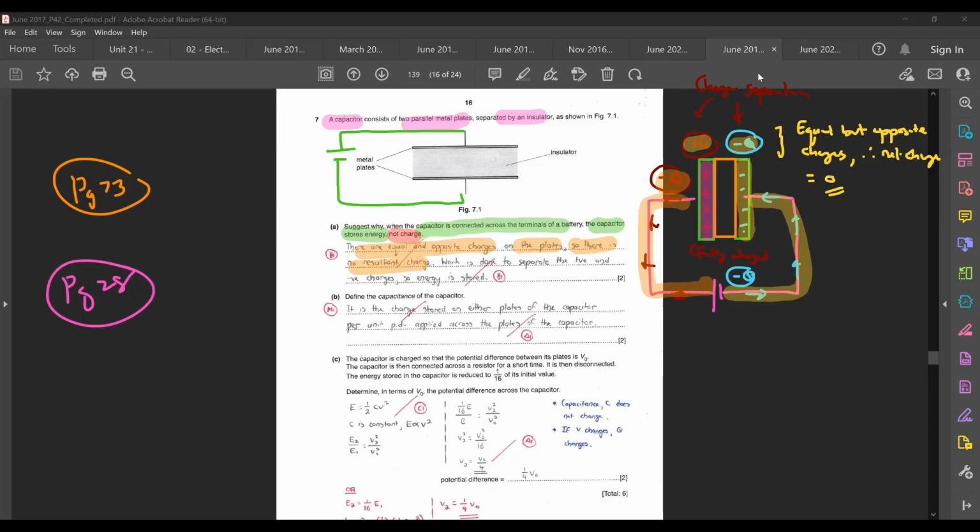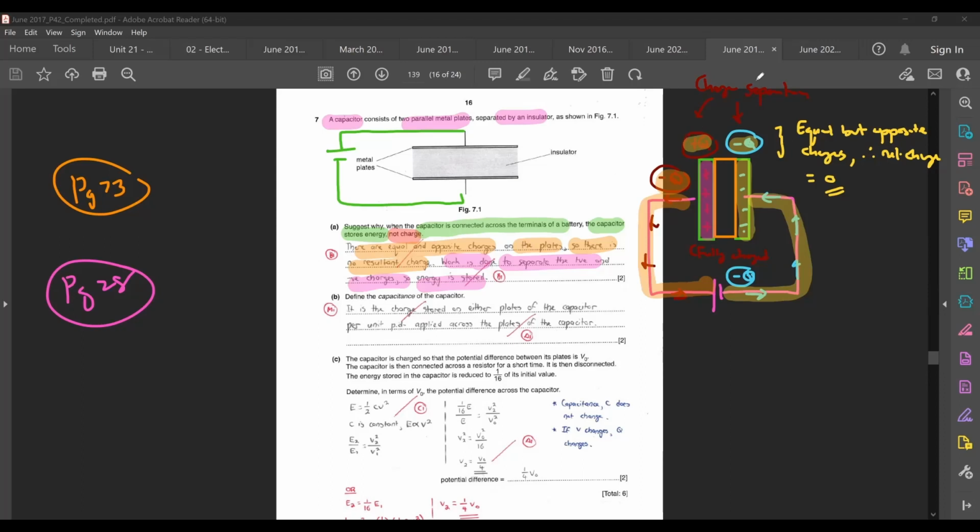And then after that, how do you explain the part where you have energy stored? You could actually say this. When you try to separate the positive and negative charges, you are actually doing work, so energy must be stored here. Okay, so this one is what you can actually say here.